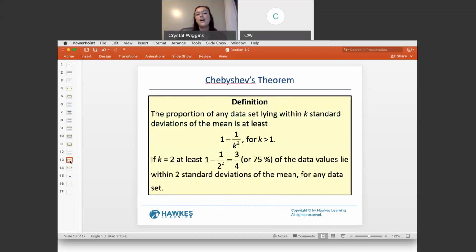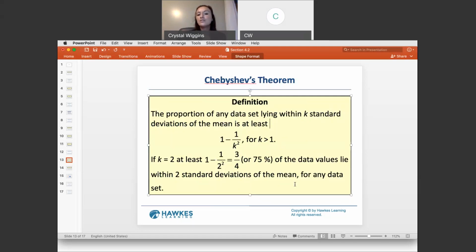Oh, this is Chebyshev's theorem. Okay, so the proportion of any data set lying within k standard deviations of the mean is at least 1 minus 1 over k squared for all k greater than 1. So if k was 2, at least 1 minus 1 over 2 squared, or 3/4 or 75% of the data values lie within 2 standard deviations of the mean for any data set.